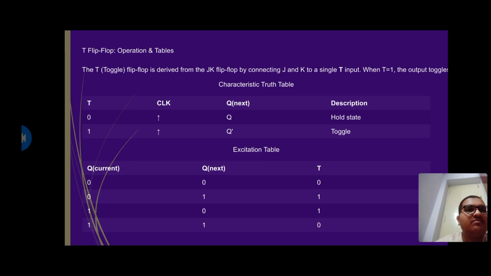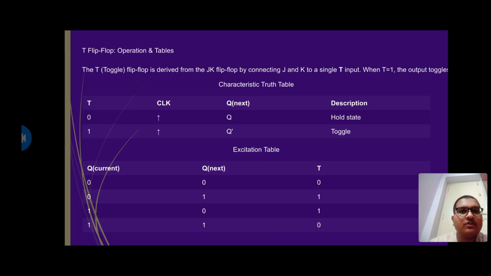Here the T flip flop is derived from the JK flip flop. J and K are both connected to a single input T, which we consider as T equal to 1. This is nothing but the toggle flip flop, it is also called that. So when T is equal to 0 and the clock is rising, Q next is equal to Q, which is hold state. And when T is equal to 1 and the clock is rising, then Q next is equal to Q bar, the complement, which is toggle state.